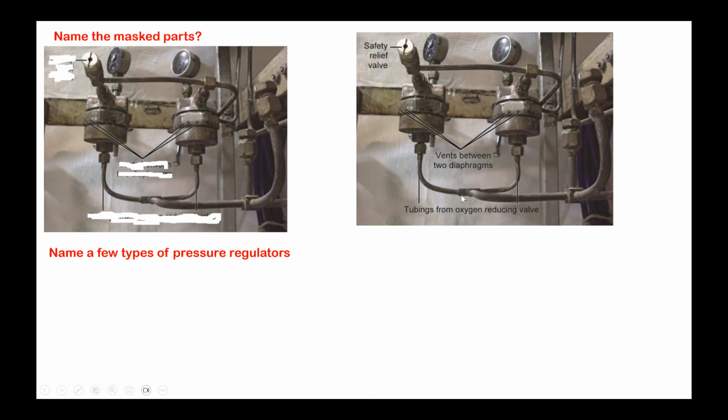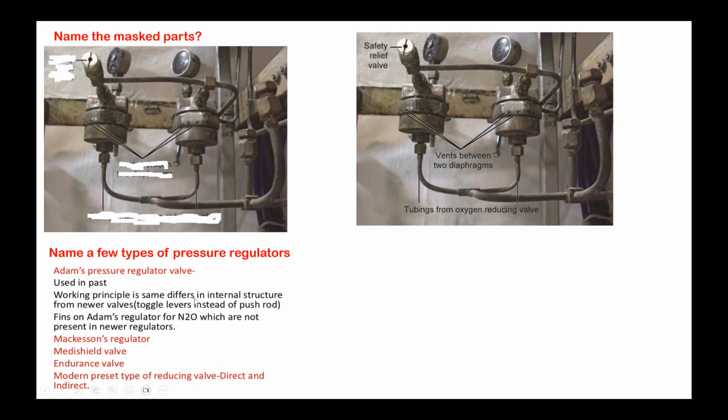And these are all the metal tubings connecting to the flow meter, as well as directly: one line will go to the oxygen flush and another line will go to the flow meter. So this is how the tubings will be there. The parts of the pressure regulator. Earlier it was called the Adams pressure regulator.